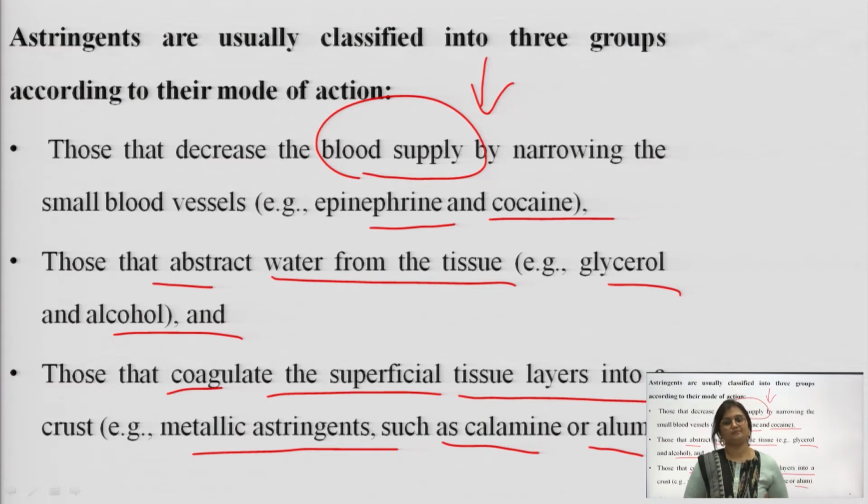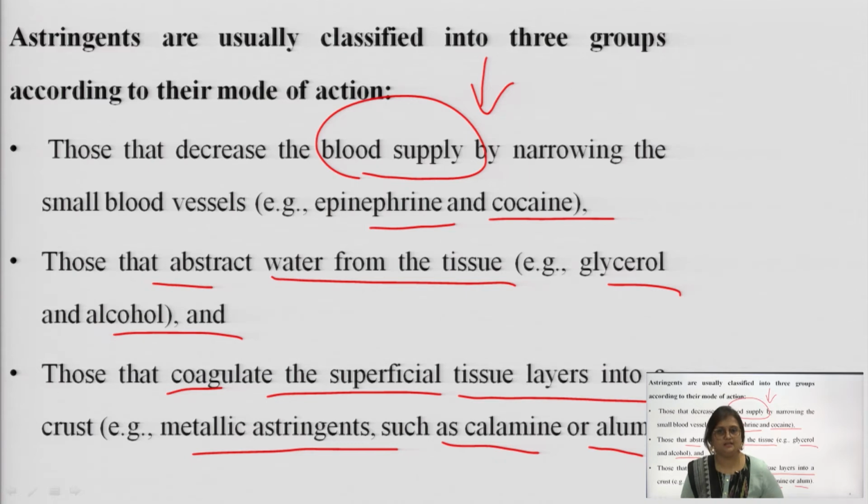How does this blood supply get decreased? By narrowing the small blood vessels. Small blood vessels are narrowed, due to which there is a decrease in blood supply. Examples are epinephrine and cocaine. The other category is those that abstract the water from the tissues. These are the astringents that lead to dehydration of tissues, that is, removal of water. For example, alcohol.